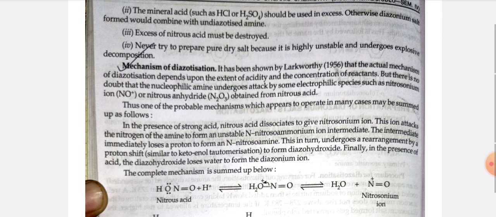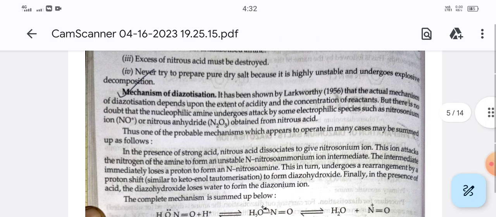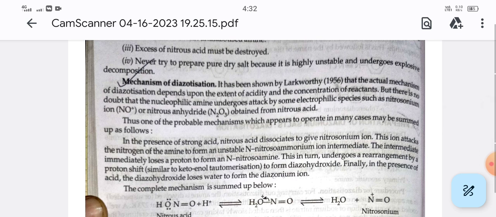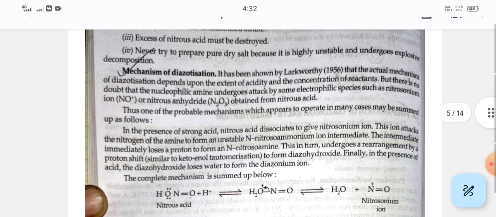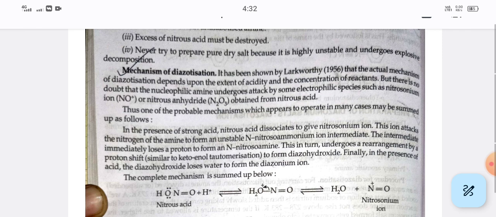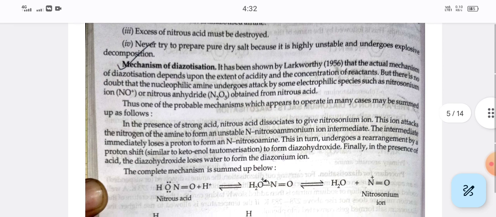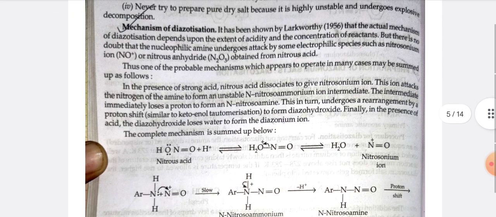In the presence of strong acid, nitrous acid dissociates to give nitrosonium ion. This ion attacks the nitrogen of the amine to form an unstable N-nitrosoammonium ion intermediate. The intermediate immediately loses a proton to form a nitrosamine. This in turn undergoes a rearrangement by a proton shift to form diazohydroxide. In the presence of the acid, the diazohydroxide loses water to form the diazonium ion.